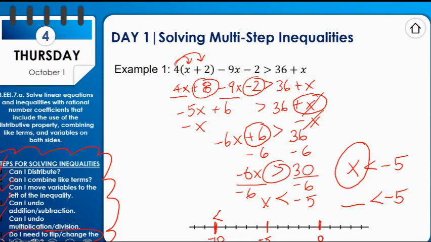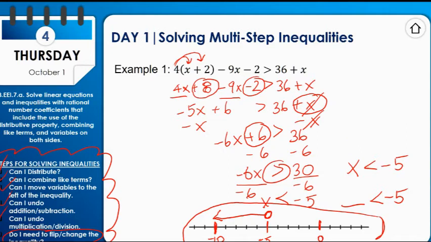Open circles are greater than or less than. So at -5, I have an open circle. I want to move towards -infinity. All of the values from -5 towards -infinity are less than -5. This is my graph of the inequality. This is the inequality statement.